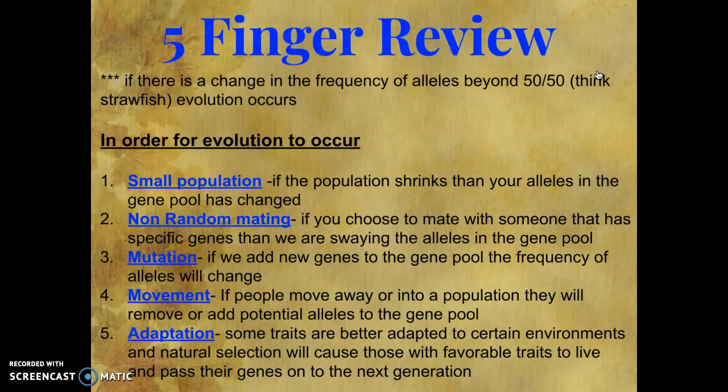It was an Edpuzzle. I'll also share the video with you with the YouTube link. But it shows you the 5 fingers of evolution. Basically, what needs to occur in order for evolution, which is change over time, to happen. So think all the way back to Strawfish Lab.